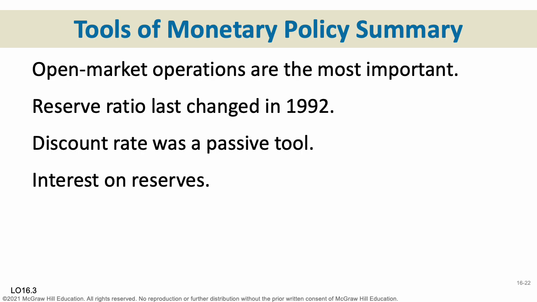So the tools of monetary policy, and this is important here: open market operations are the most important. The Fed does this every single day. The reserve ratio was last changed in 1992, so it's been a very long time. It's been over 30 years since the Fed has changed the reserve ratio, although they do continue to hold the power to do so. The discount rate was usually a passive tool, but the Fed will vary interest rates more during times of inflation, as we've been seeing now. And interest on reserves is a new tool which has also given the Fed more power to encourage or discourage banks to keep reserves, and they've used this tool quite a bit.